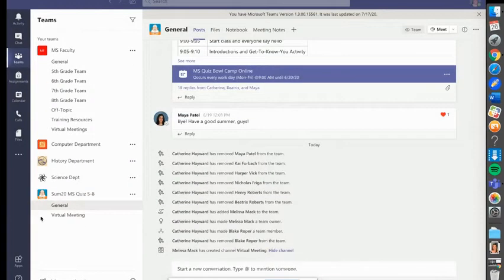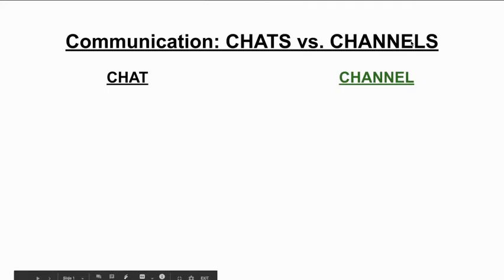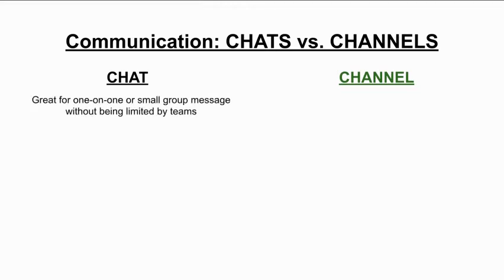You might be asking yourself, why do I need channels? What are their purpose? Let's compare channels to another feature that many of you have probably used, the chat. Both the chat and channels are available for enhanced communication with a group of people. Chat messages are great for one-on-one or small group messages without being limited between members of specific teams. Channels, on the other hand, are messages that are visible to all members of a team at the same time without having to add them one by one into a chat message.